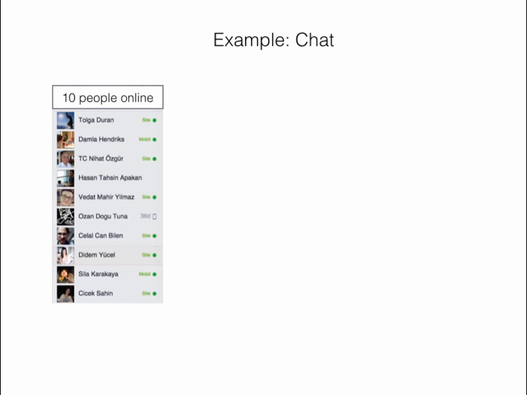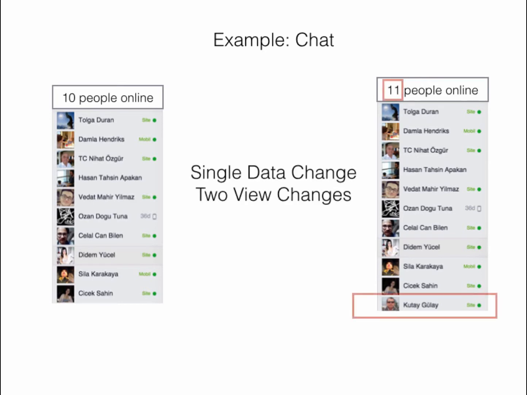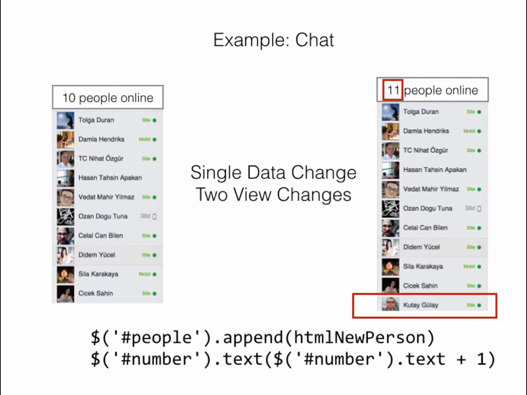So let's consider an example application, a chat application. At the top, I have the number of people online, for example, 10 people online here, and at the bottom we have a people list. Now let's say that another friend of mine goes online. So what happens then? There's a single data change, right? Only a single person was appended. But there have to be two view changes. That is, the number 10 must be changed to 11 at the top. And also my friend's name and avatar, etc. has to be appended to the end of the list.